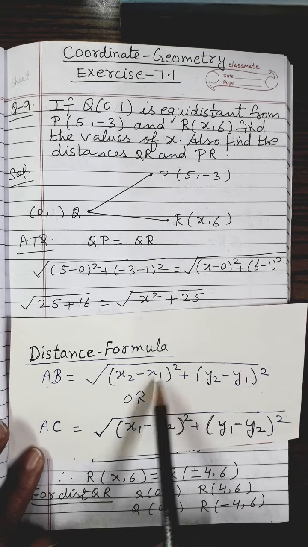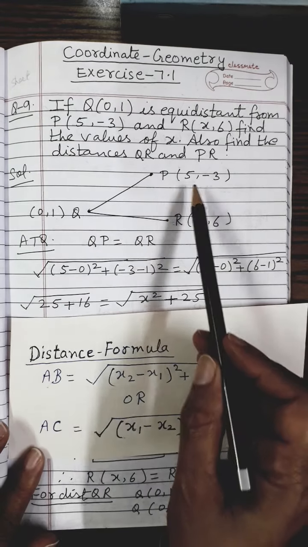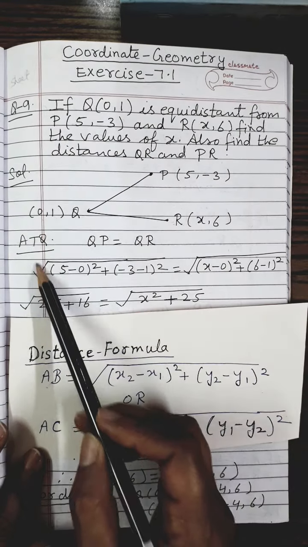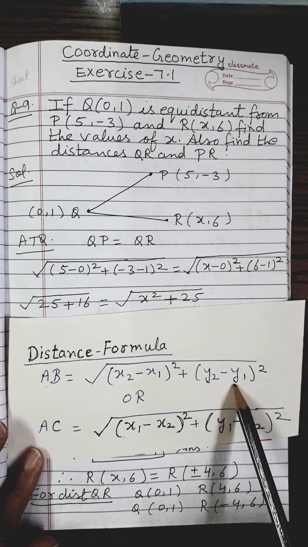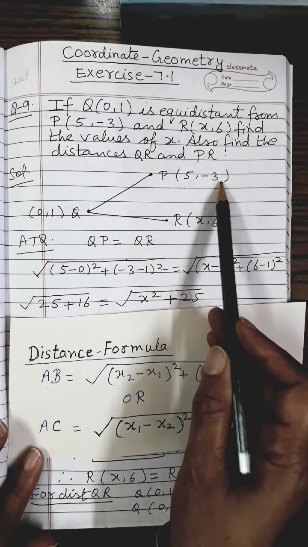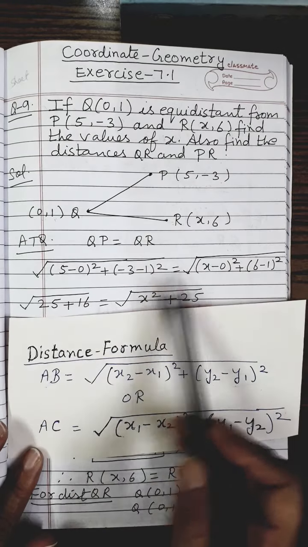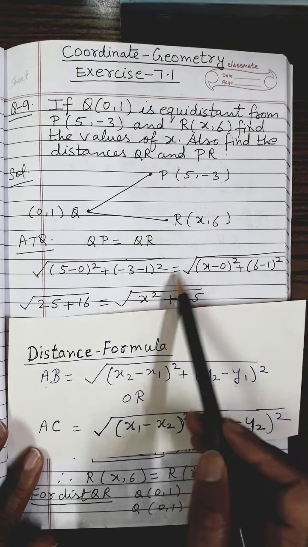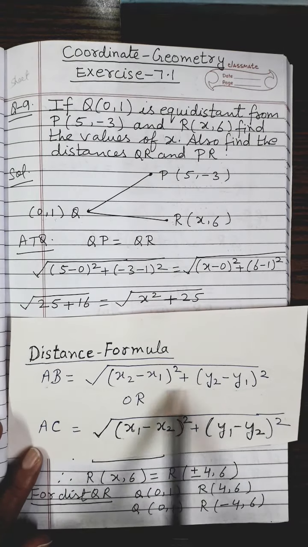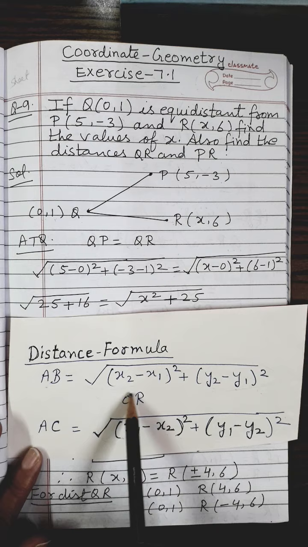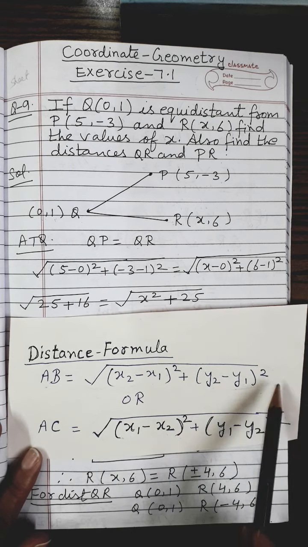So (x2 minus x1) whole square will be how much for this? (5 minus 0) whole square. So (5 minus 0) whole square plus (y2 minus y1) whole square will be (minus 3 minus 1) whole square, and this is square root, equals to, again use the distance formula for QR. So I'm using this same distance formula, square root of (x2 minus x1) whole square plus (y2 minus y1) whole square.